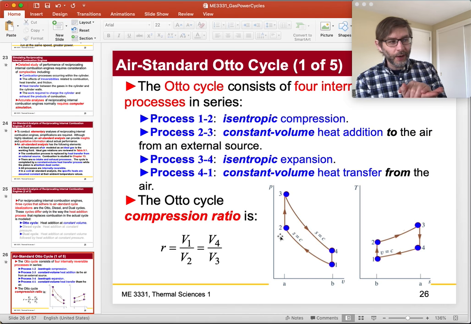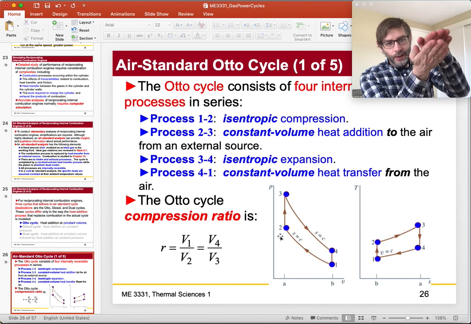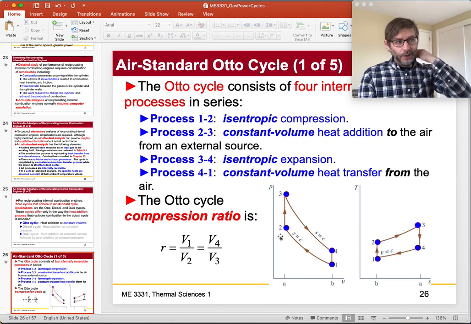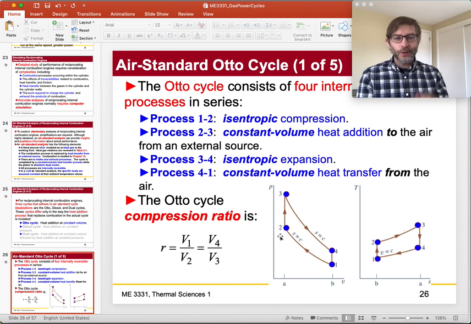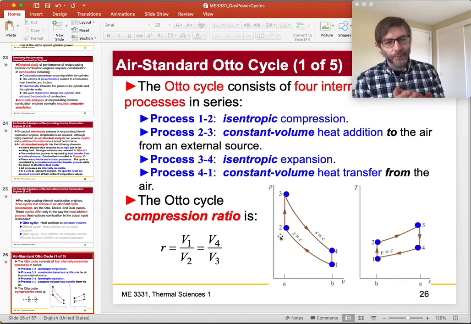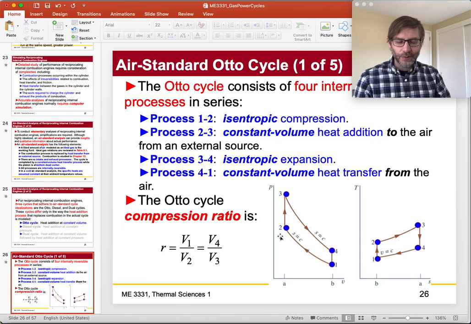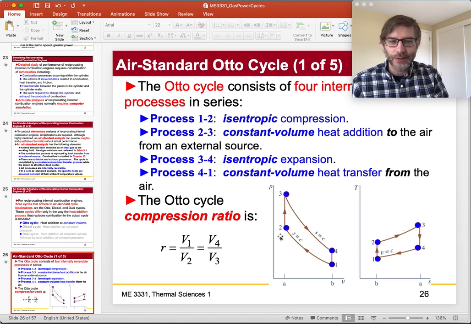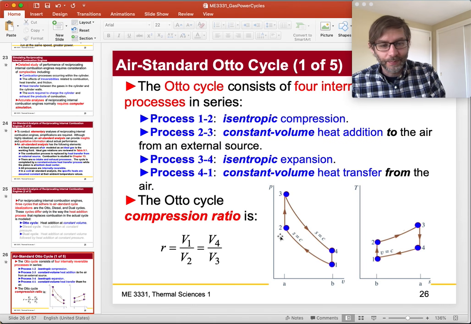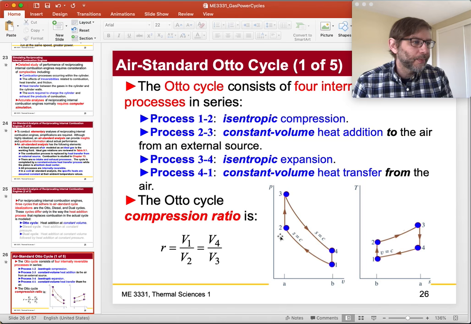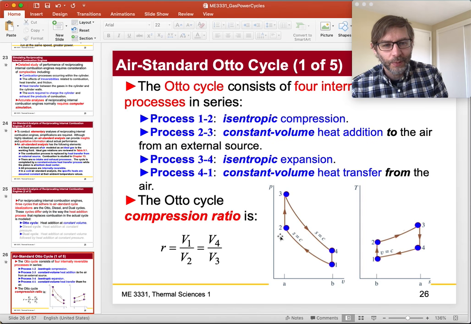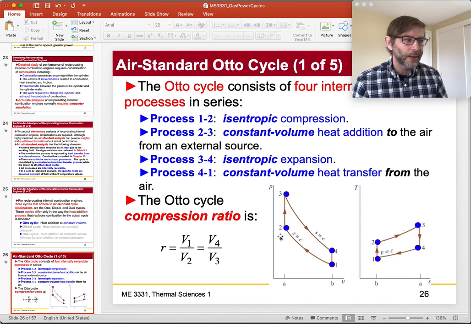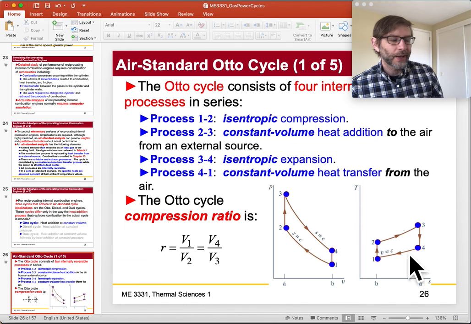And then from 3 to 4, you have an isentropic expansion. Now you've combusted, and the piston's moving down. The piston moves down, you've got work. And then you have process 4 to 1, which is normally the exhaust process where the pressure is dumped. Well, in this case, instead of dumping the pressure, we're imagining there's some magical heat release process that's sucking the heat out of the cylinder. It's an okay analysis, right, because it works fine. So the Otto cycle compression ratio is given by the big volume over the small volume: V1 over V2, which is the same as V4 over V3, because they're constant volume processes.